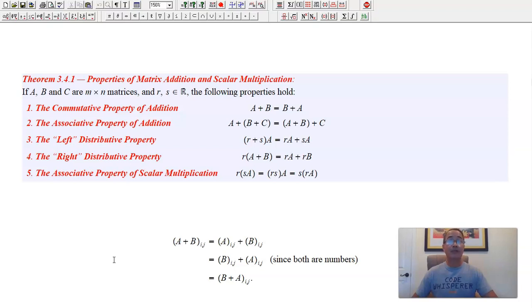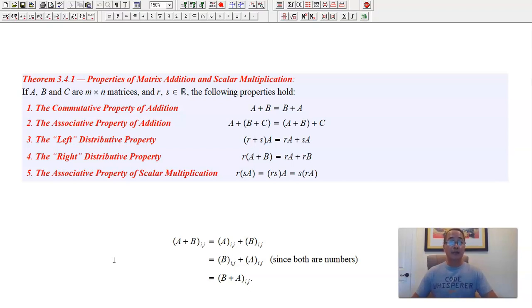We have a commutative property for addition. A plus b is the same as b plus a. Associative property for addition. If you have these three matrices, you can have a plus quantity b plus c on one side, and a plus b together added to c on the other side. You should get exactly the same final answer.